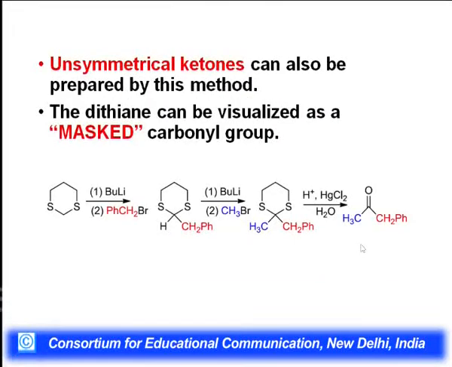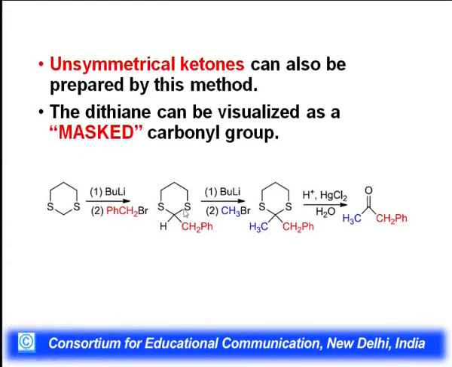Now if we want to prepare an unsymmetrical ketone, that can also be done very easily. How do we do that? We know that these two hydrogens are acidic in nature. So in the first reaction we will use butyl lithium. When we do this, we get an anion, and then we treat that anion with benzyl bromide. When we do that, we have introduced a benzyl group here.